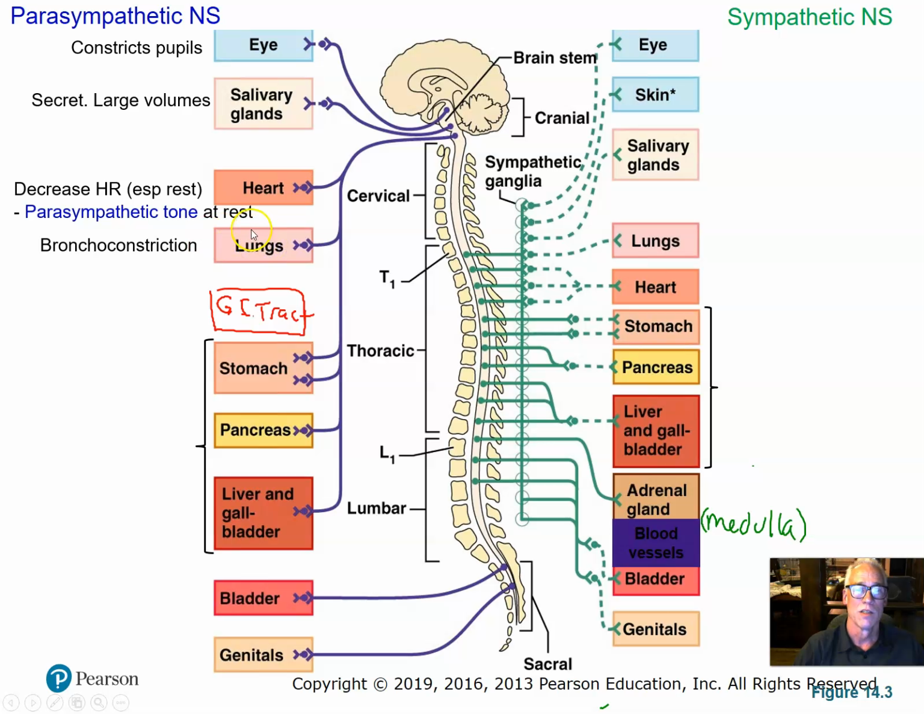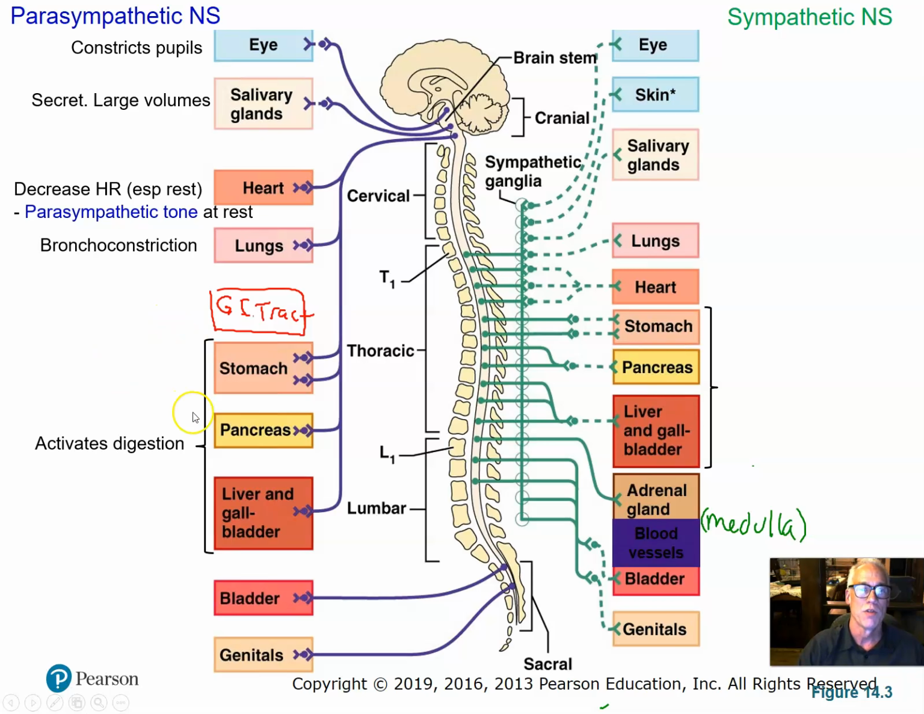In the lungs, the parasympathetic neurons cause bronchoconstriction. Smooth muscle in the lungs contracts, reducing the diameter of the bronchi. We don't need the maximum caliber of these airways when we're not doing anything. We're resting. We have a lot of reserve to bring in air during exercise. We don't need all that capacity at rest.